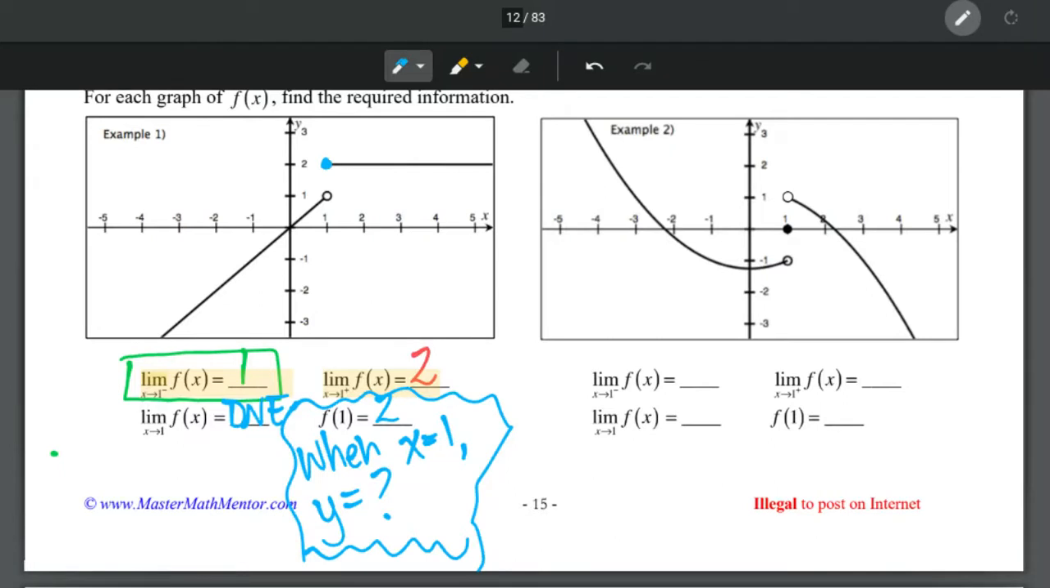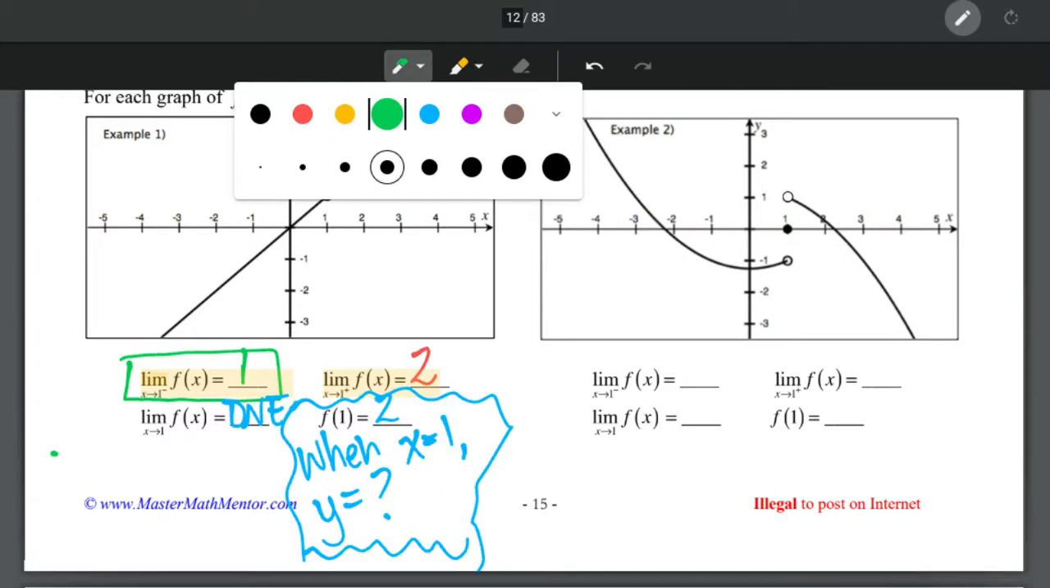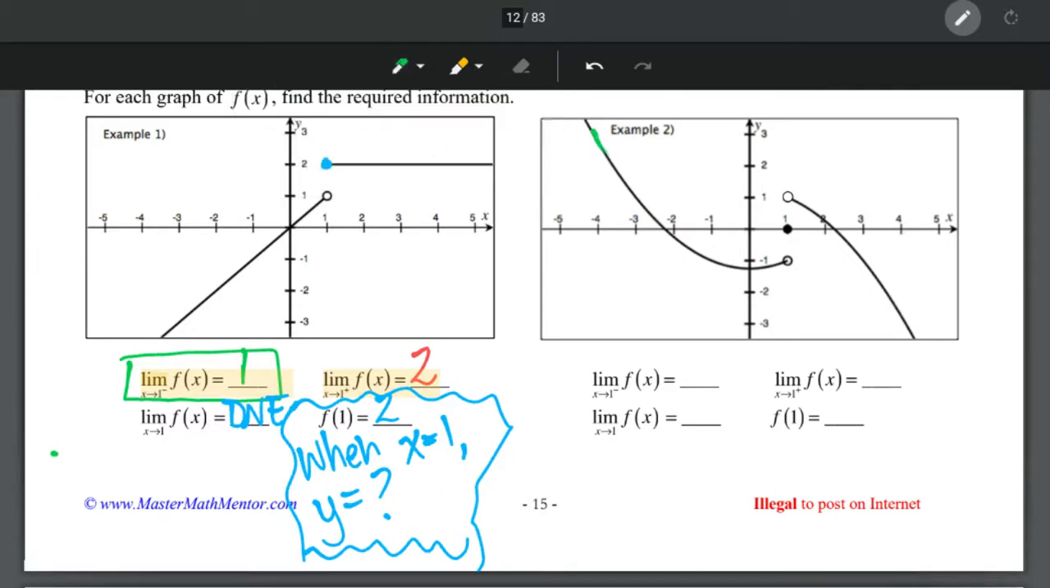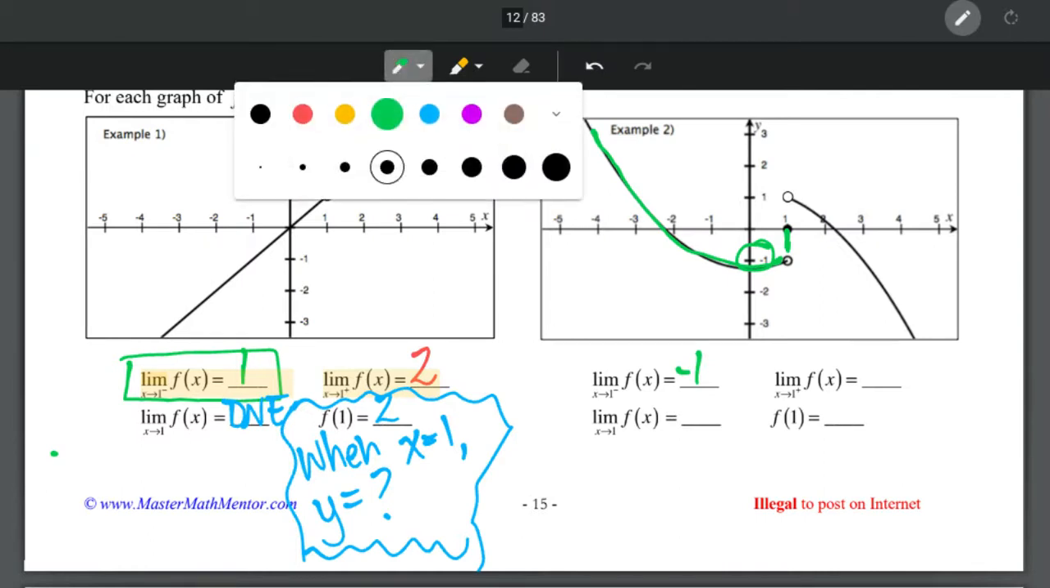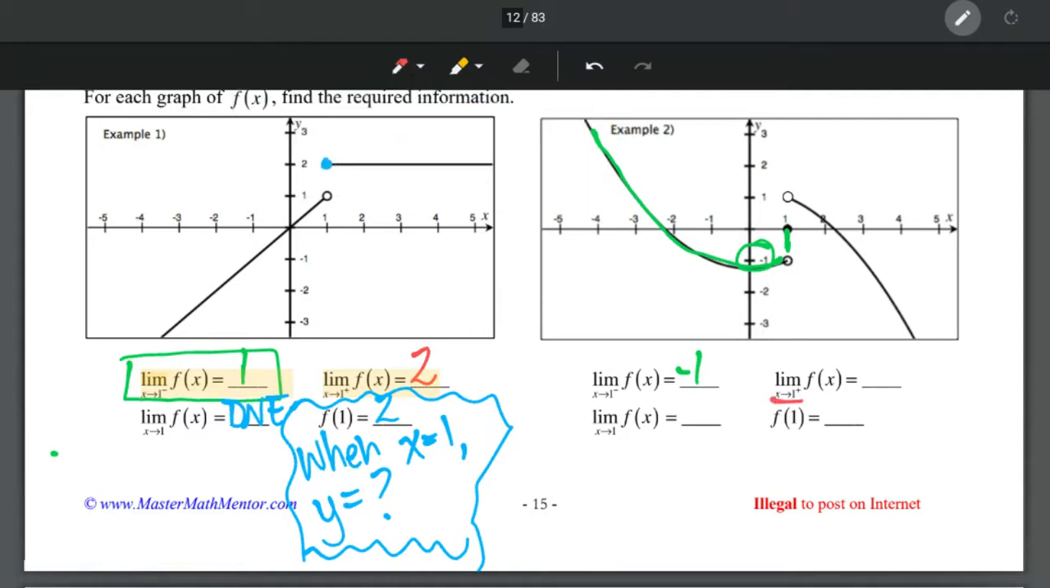All right, let's try the next one. The limit as x approaches 1 from the left. So I hop on the left side of the graph. I'm going to approach 1 and see where I stop. I stop at this y value right there. So when x approaches 1 from the left, the y value approaches -1. Then we will evaluate the limit as x approaches 1 from the right. So hop on the right side of the graph, trace it up until you get to 1. When I get towards x equals 1, the y values approach +1.